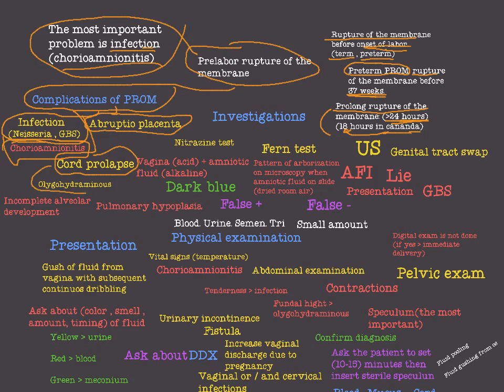Also we have oligohydramnios due to leakage of fluid, and oligohydramnios will lead to pulmonary hypoplasia in a lot of cases. Why? Because the amniotic fluid is beneficial for the development of the lung. So we have pulmonary hypoplasia if we have oligohydramnios. We will also have incomplete alveolar development.